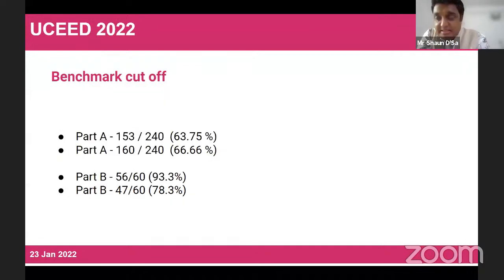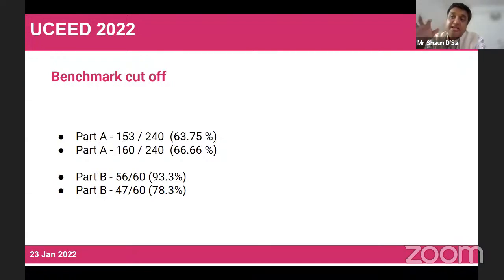So I want you all to understand this very, very carefully, okay? So in Part A, assuming you've done really well, okay, say 153 or even 160 or whatever it may be, it's still 66% of 240, okay? I hope you understand that, 66% of 240 of Part A section. Whereas Part B, you can score even up to a 56, which is 93% of the 60 marks, or on an average, a lot of students I know have got between 45 to 48 out of 60, which is 78%.